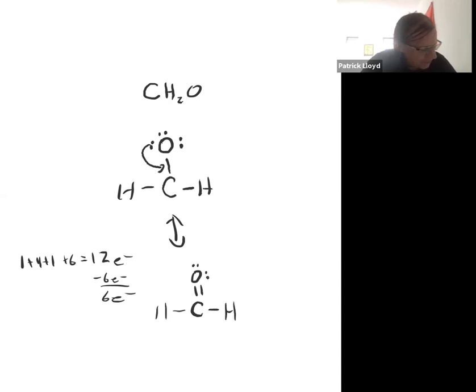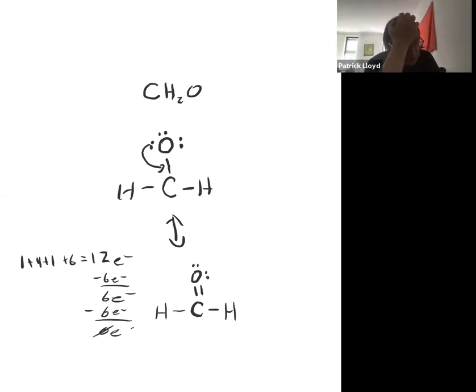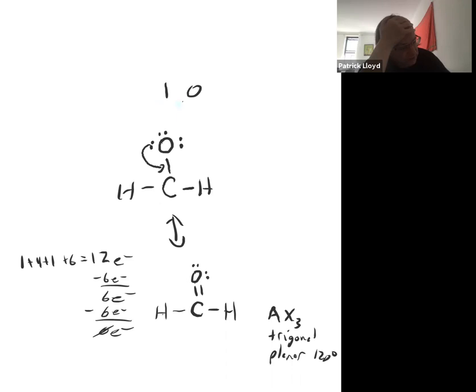Okay, so there's your Lewis structure, right? 6, we're down to 0. Okay, so now here's what you do. We've got a carbon in the center, so that's A. It's got 3 surrounding atoms, so that's AX3. No lone pairs, so that's trigonal planar. All right, 120 degrees. So I'm going to draw the structure, the geometric shape, and then we'll consider polarity.